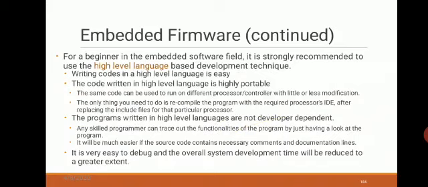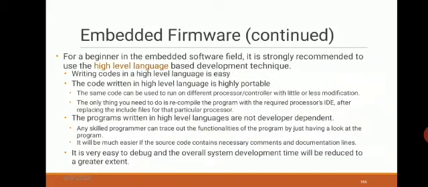Once you port it to another embedded system, using another processor or another controller, with just a small modification you can use it. The only thing you need to do is recompile with the required processor's IDE after replacing the include files for that particular processor. The programs written in high level language are not developer dependent. Any skilled programmer can trace out the functionality of the program just by having a look at it. Any user, if they understand the comments, can understand the program. It will be much easier if the source code contains the necessary comments and documentation.